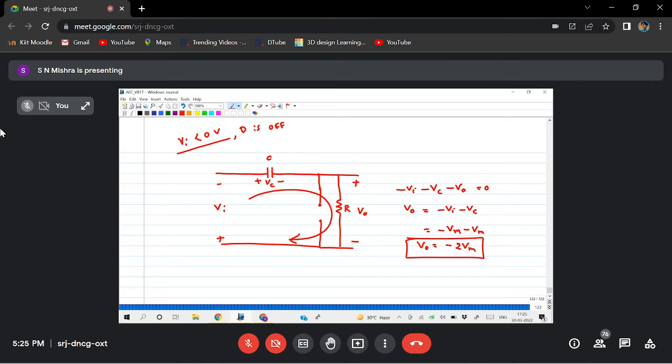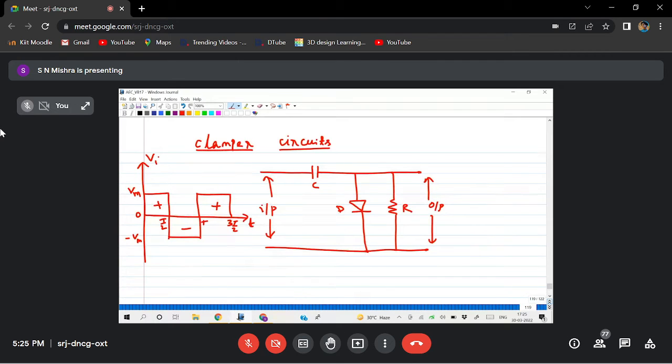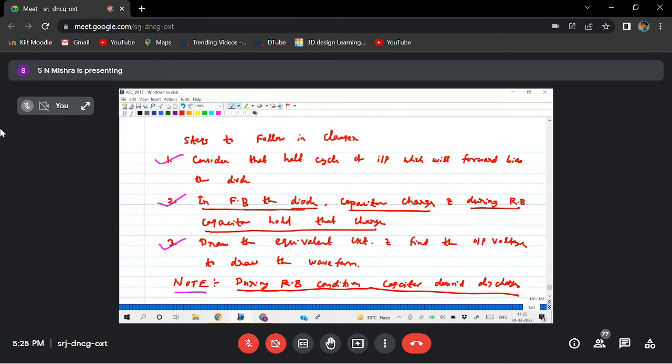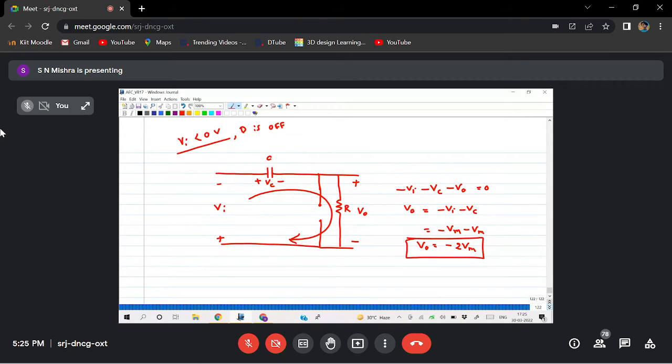Understood? Now again check the steps. This is my question. Input circuit, then consider that half cycle of the input which will forward bias the diode. So first I have taken the half cycle when the diode is on, then apply KVL to find out the output voltage as well as the capacitor voltage. Then I'll go for the negative half cycle when the diode is off, and we'll assume that the capacitor voltage remains the same as in the previous case. Then apply KVL and find out the output voltage. Any doubt?